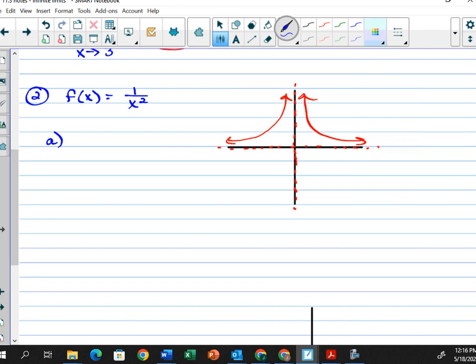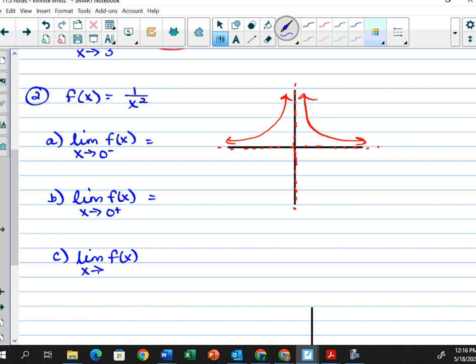All right. So the 3 things I'm going to ask you are very similar to before. Limit of f of x as x approaches 0 from the left. Limit of f of x as x approaches 0 from the right. Limit of f of x as x approaches 0. Try to answer those 3.